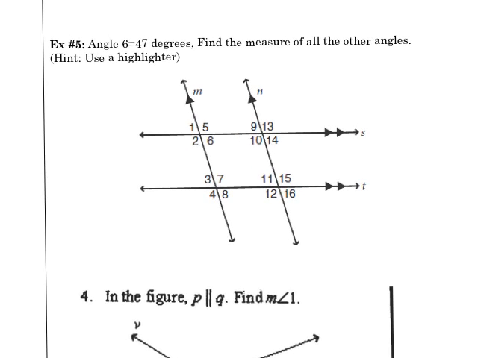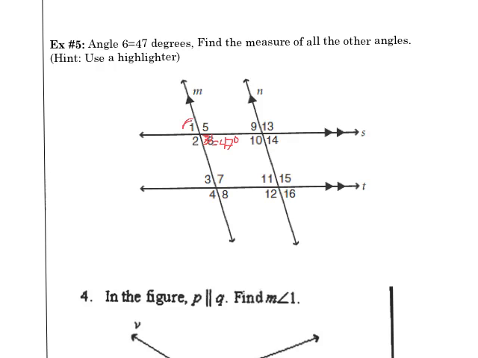All right, so this one's a little bit different. Here they give us one angle, angle 6. They say it is 47 degrees. Find the measure of all the other angles. Can't use a highlighter. Well, I don't have a highlighter on my iPad, but I can use red and blue. And I'm going to just mark all the ones that I know are congruent with angle 6 in red.